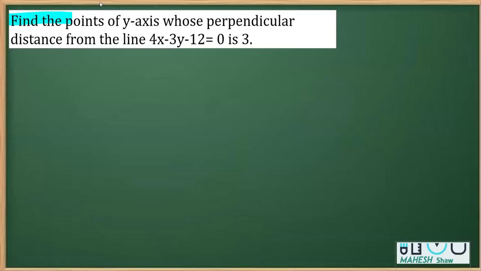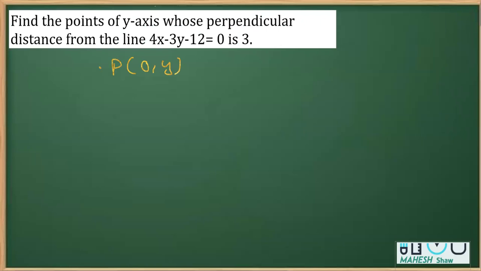In this question, it says find the points. We have to find the coordinate of a point which is on the y-axis and whose perpendicular distance from this line is given as 3. So what we know here is that any point on the y-axis, let's say this is point P, is in the form of (0, y).